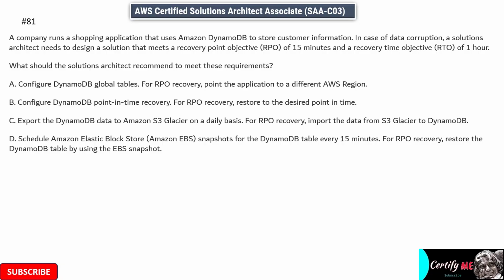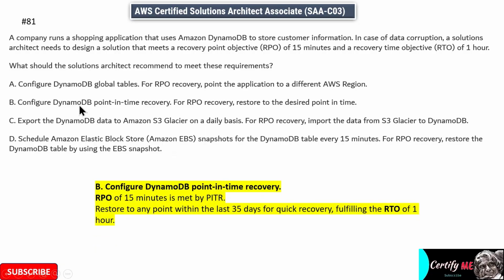The correct answer is option B. Configure DynamoDB point in time recovery for RPO recovery. Restore to the desired point in time. RPO of 15 minutes is met by PITR. Restore to any point within the last 35 days for quick recovery, fulfilling the RTO of 1 hour.